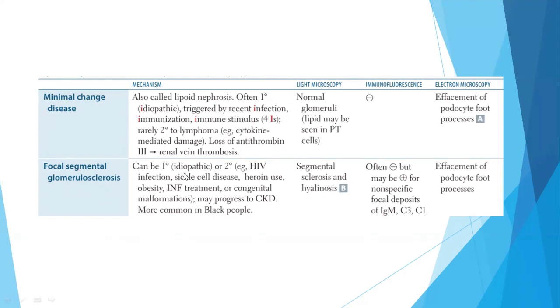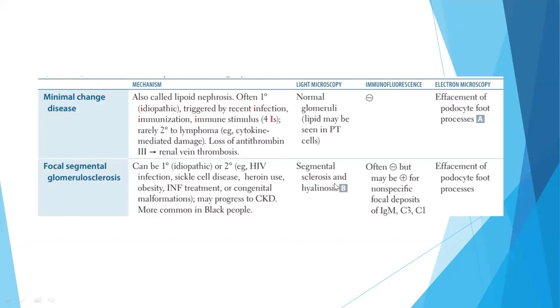Focal segmental glomerular sclerosis can be primary or idiopathic, or secondary. Examples include HIV infection, sickle cell disease, heroin use, obesity, interferon treatment, or congenital malformations. It can progress to CKD, and it is more common in African Americans or Black people.